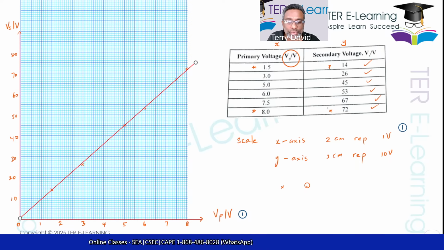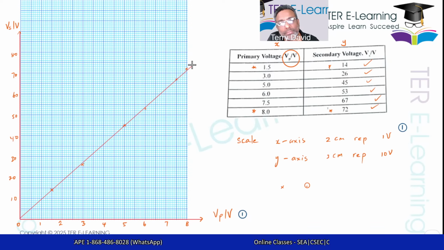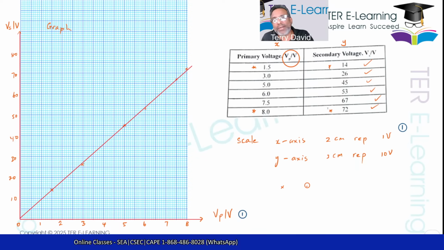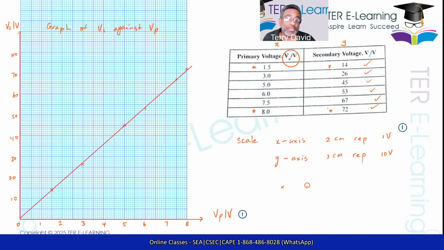Okay, so in this case here, this could be a reasonable line of best fit. Students normally ask me, sir, are we getting marks for labeling, so labeling like this, graph of VS against VP? You are not getting a mark for that, right? That's nowhere in the mark scheme. I've never seen that in the mark scheme. But if you are worried about it, you can write it if you want. That's not a problem, right?